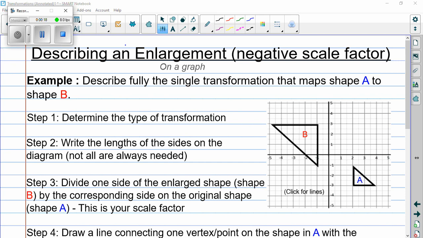We know that anything that changes its size is an enlargement. So it's the very first thing we can write down, and we can get that really easy mark. So, enlargement.